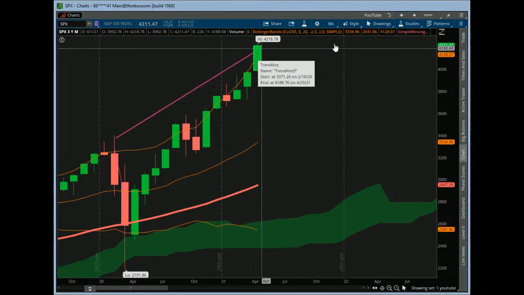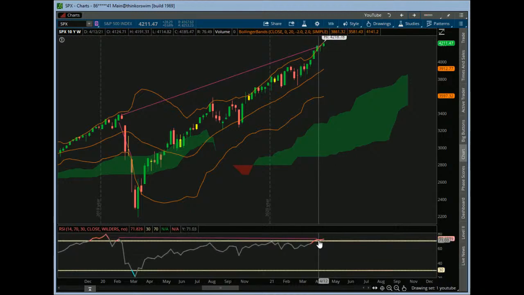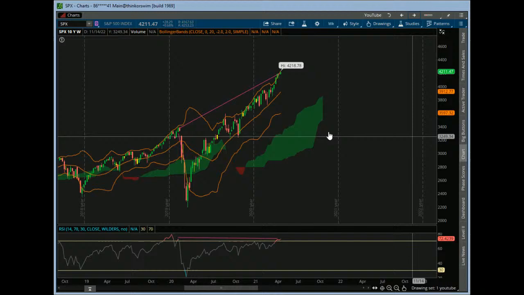Over the upper Bollinger Band here on the monthly chart. Weekly chart, I mean, we're overbought, right? So on the RSI, finally on the weekly chart. But the real question is, when's this thing going to really be done, right? When's this big wave going to be done?